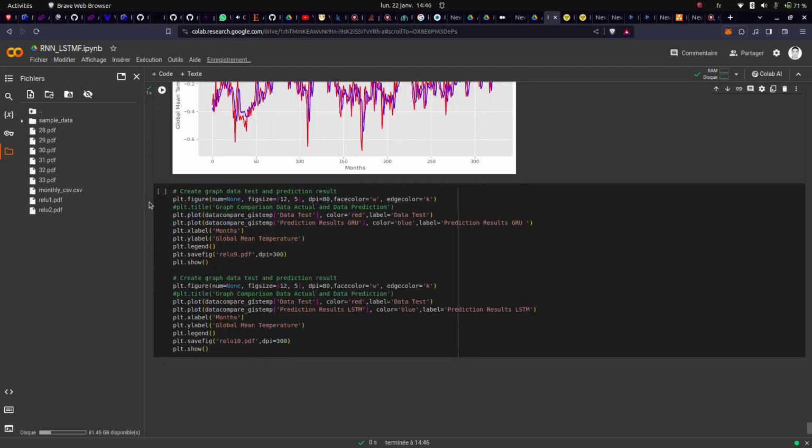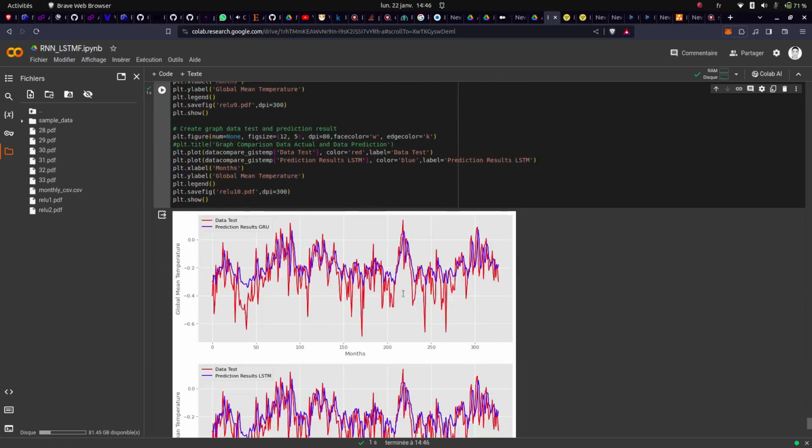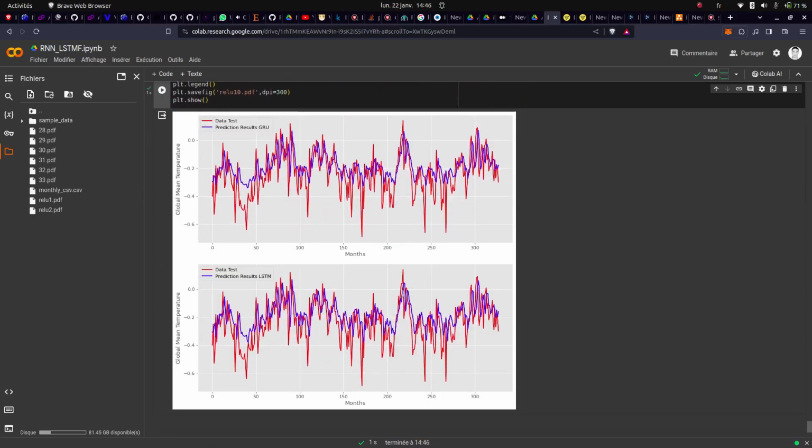In conclusion, we've uncovered key findings from our analysis. The GRU model has proven to be a powerful tool for temperature prediction, demonstrating the significance of deep learning in climate analysis. Another task is Intel image classification.